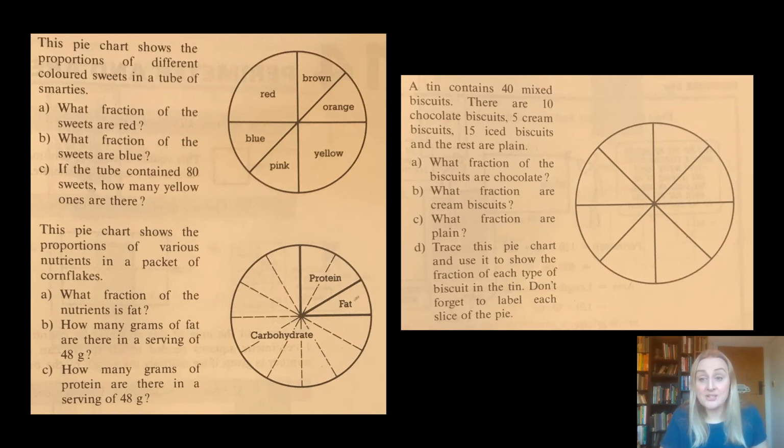So these are the sorts of questions I mean at the very early stages, developing a really strong conceptual understanding of pie charts. Here the pie chart shows proportions of different coloured sweets in a tube of Smarties. What fraction are red? I can see a quarter are red. What fraction are blue? I need to work out that that is an eighth. So you can see there's a whole load of proportional reasoning and fractional work we can do before we go near angles.